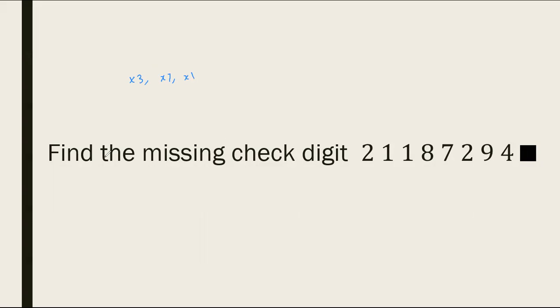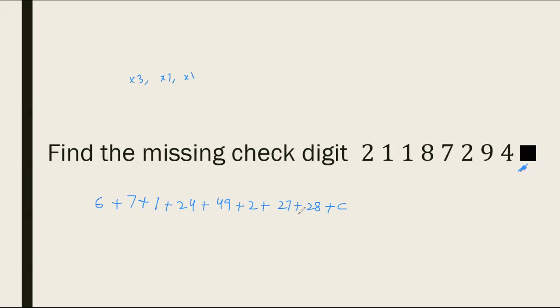If I do it here, the first number is 2. If I multiply 2 with 3, this would be 6. Then the second number is 1. If I multiply it with 7, it would be 7, plus the third number is 1. If I multiply it with 1, it would be 1. Doing the same procedure, I will have 24, then 49, then 2, then 27, then 28, and then I have this unknown number which I will call C.